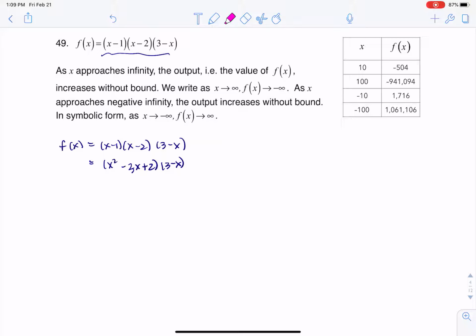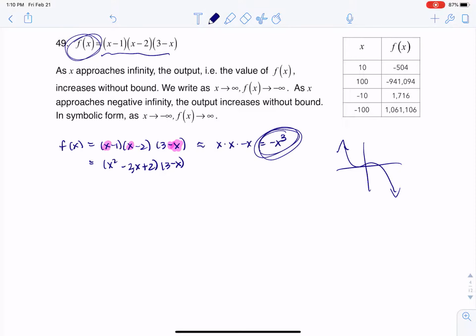So the lead term is going to come from taking a look at the lead terms of my factors and multiplying those together. I'm going to put an approximate symbol here, because this is going to behave like x times negative x, which is negative x cubed. And if we think about negative x cubed, it looks something like this, right? The end behavior of negative x cubed is going to be the same as the end behavior of my function, because this is ultimately going to be my lead term.